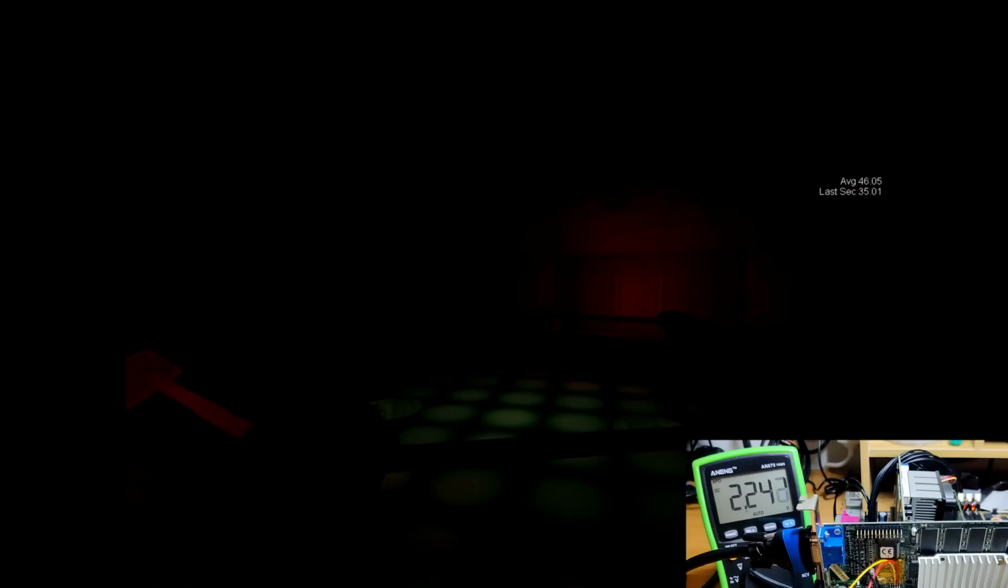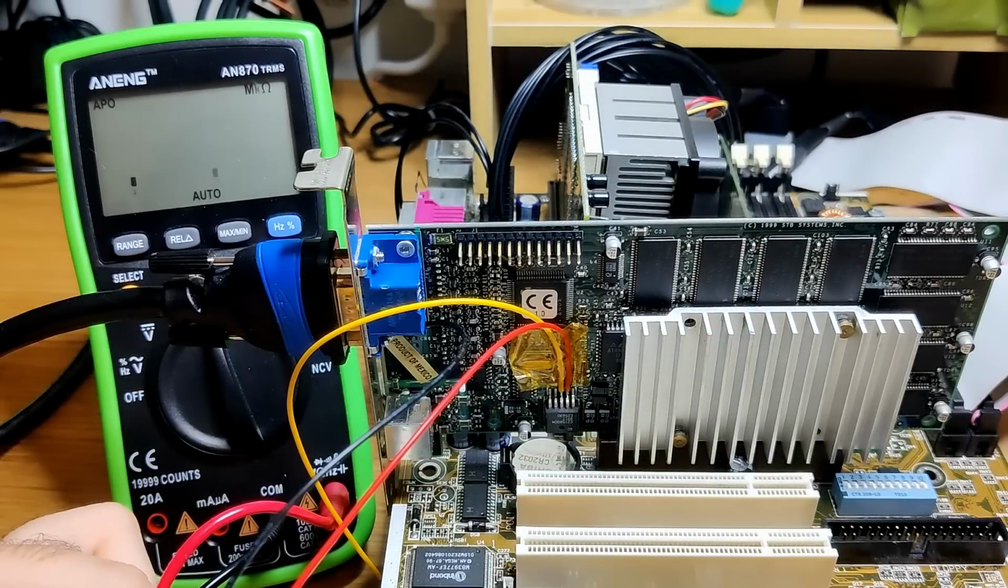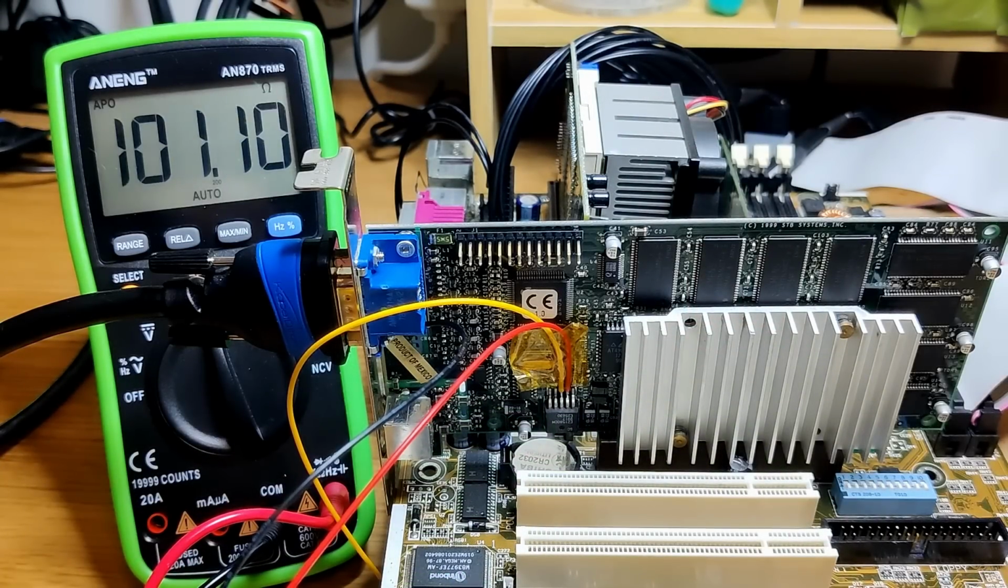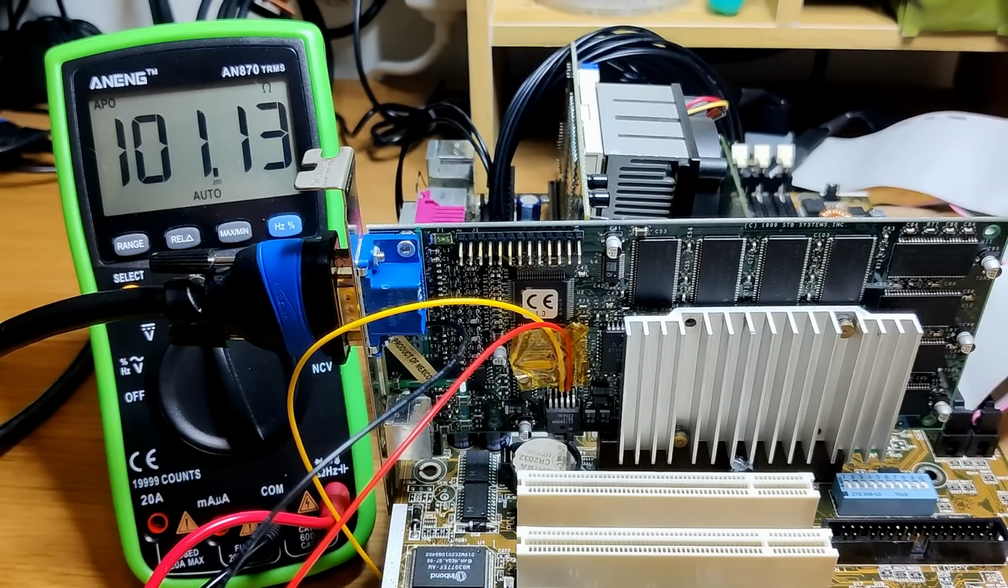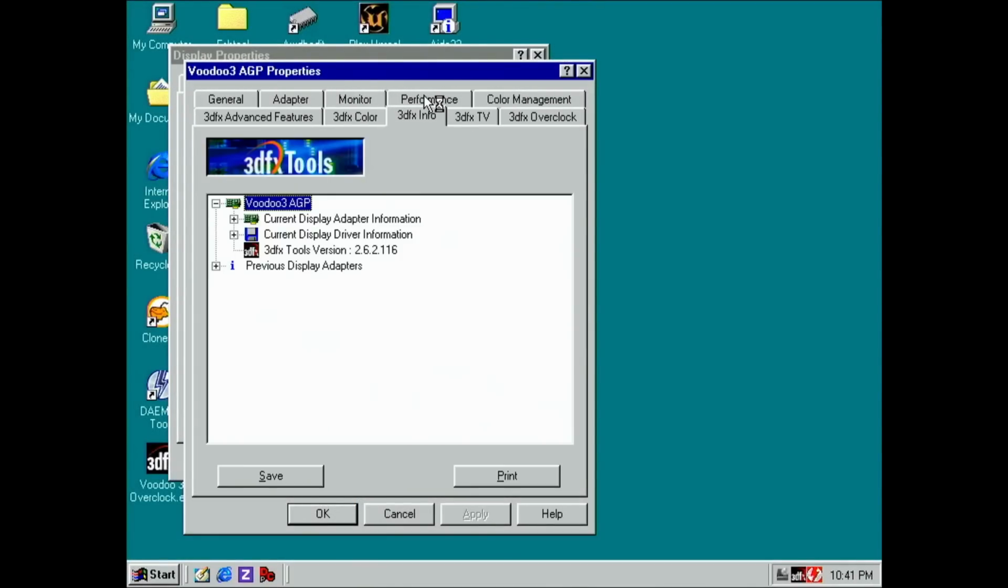This is only 0.35 volts lower compared to the default voltage, but we are also at higher frequencies compared to the Voodoo 3000. If we want to achieve a final voltage of 2.35 volts for the Voodoo 3000, then I have to get a 100 ohm resistor as a replacement of the current 140 ohm resistor. The variable resistor in this case was at around 360 ohms. Let's do a final test.